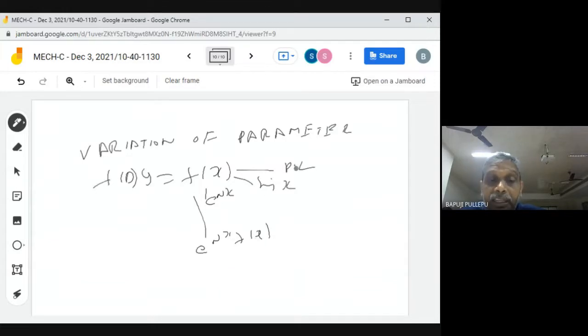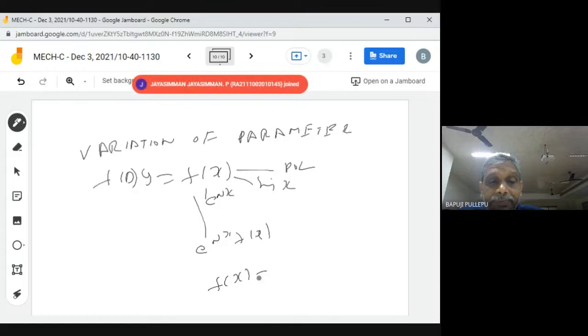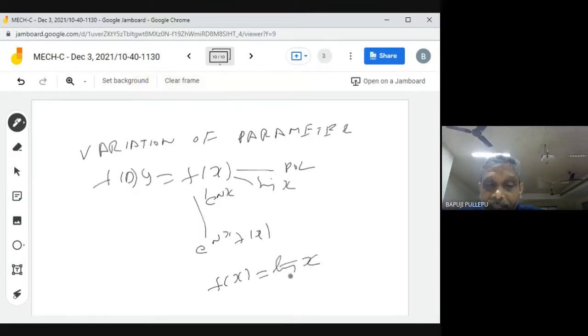Other than this, maybe you have f of x is equal to tan x. Am I given any formula for tan x? No. Am I given any for cot x, secant x, cosecant x, inverse x? That time you can think of variation of parameter. Yes sir, we have done polynomial with this PI method. If this misses, you can think of the variation of parameter. Clear?